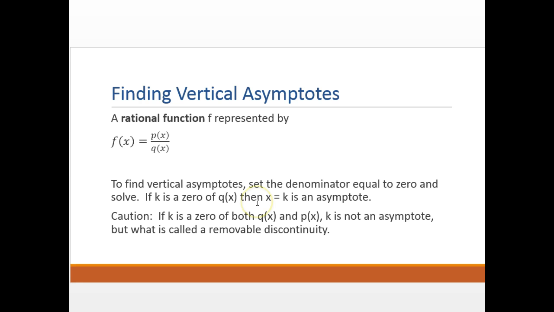Now that we see how they work, how do we actually find vertical asymptotes? Well, to find vertical asymptotes is very simple. All we do is set our denominator, this q of x, equal to 0. Whatever number, say k, makes this denominator 0, then x minus k is an asymptote. However, we do have to watch out for one thing. We need to plug k back into p, because if k makes q 0 and it makes p 0, it's not an asymptote. It's actually what's called a removable discontinuity, and we have to treat it differently.